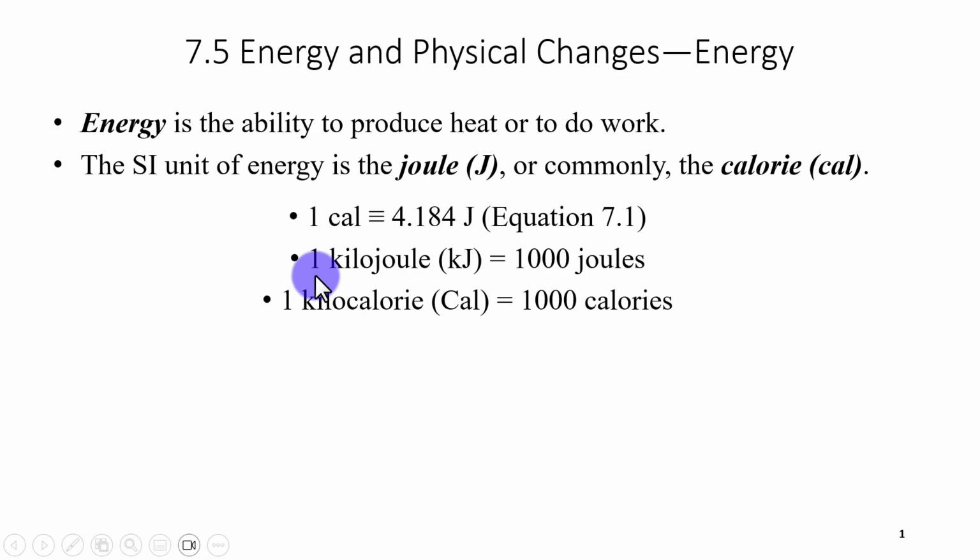We also should know that 1 kilojoule, little k, capital J, is equal to 1,000 joules. The kilo stands for 1,000. 1 kilocalorie, this is really the calories in food that we see in the labels of anything related to food. 1 kilocalorie, the same thing. The kilo stands for 1,000 calories. So these are the same, really, 1,000, but one is joules and one is calories.